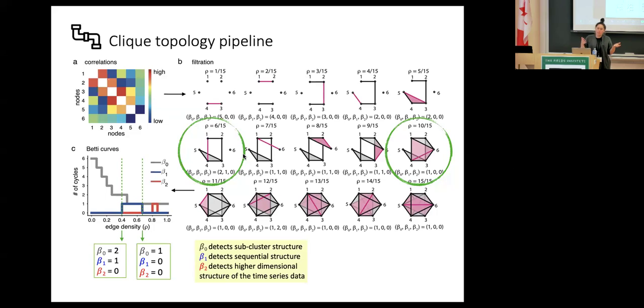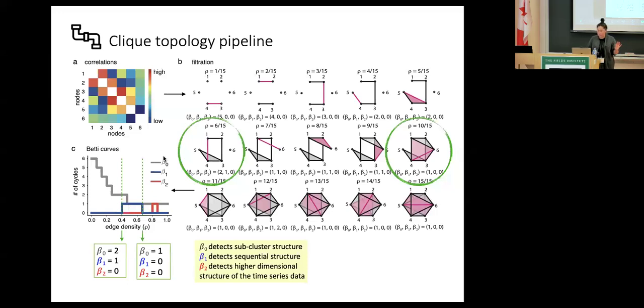And what makes this a clique topology pipeline is whenever cliques appear in this graph, where we're adding one edge at a time, we're going to fill that in with whatever simplex fills in that clique. So if we have 3 neurons with all of the edges between them, we're going to fill it in with a triangle. If we have 4 neurons with all 6 edges between them, we're going to fill it in with a solid tetrahedron. And so that's going to build us this filtration of simplicial complexes. And from that, we're going to compute the homology at each step. And from there, we get the Betti curves.